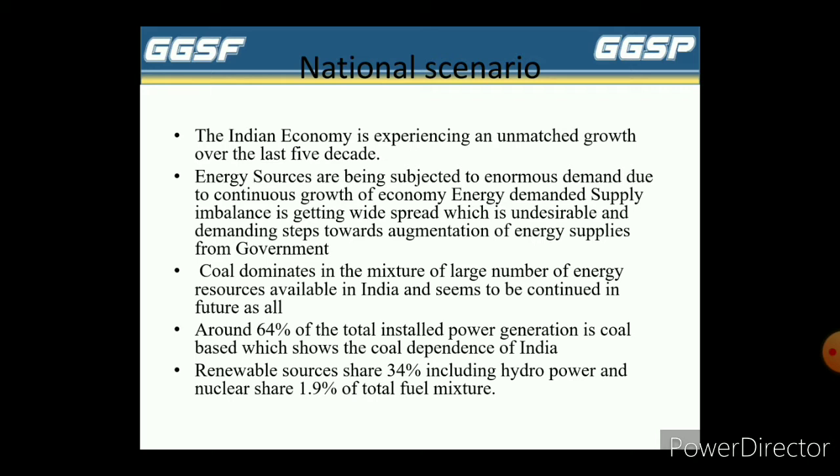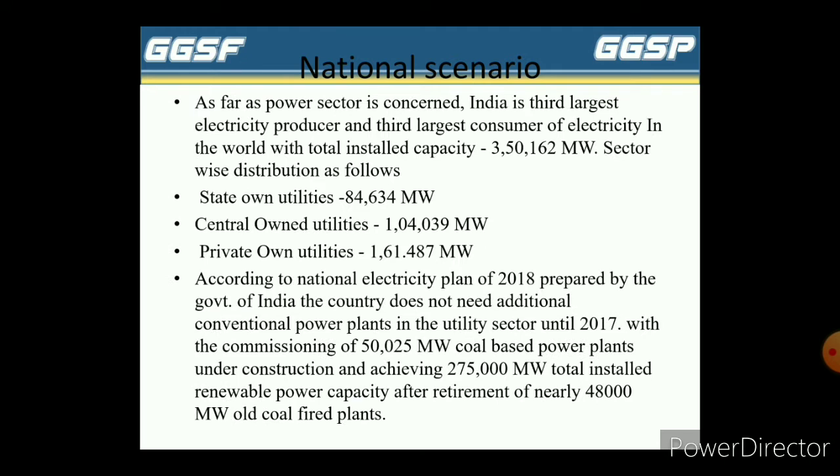Around 64% of the total installed power generation is coal-based, which shows the coal dependence of India. Renewable sources share 34%, including hydropower, and nuclear share 1.9% of total fuel mixture. As far as the power sector is concerned, India is the third largest electricity producer and the third largest consumer of electricity in the world, with the total installed capacity of 3,50,162 MW, sector-wise distributed as follows.